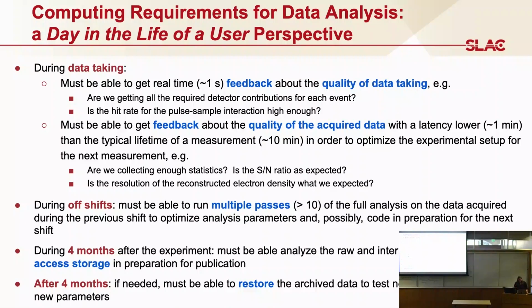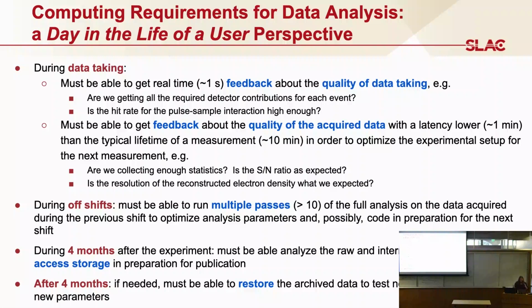The second layer of feedback that we need is some measure of data quality. So for that, you usually need something a little more sophisticated. So we have another computing layer behind the first one that gives us feedback of order a minute. And it actually looks at the data and runs an analysis and provides some measure of data quality.